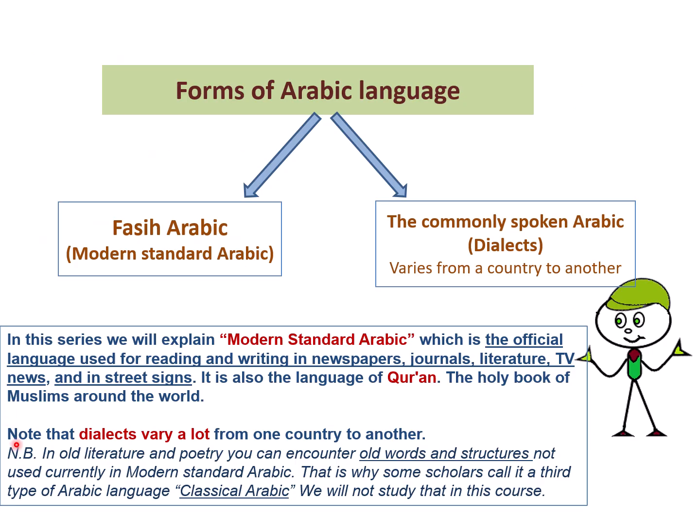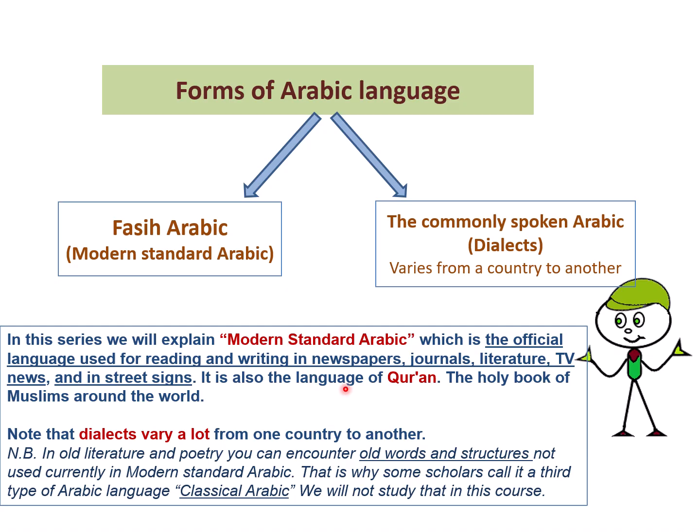Please note that there are different forms of Arabic language. There is the official language, which is called Fasih Arabic, also called Modern Standard Arabic. And on the other hand, we have dialects, various dialects, or the commonly spoken Arabic, which varies from country to another, varies a lot. We'll not be tackling that in this course. We'll just study Modern Standard Arabic, which is called Fasih Arabic.